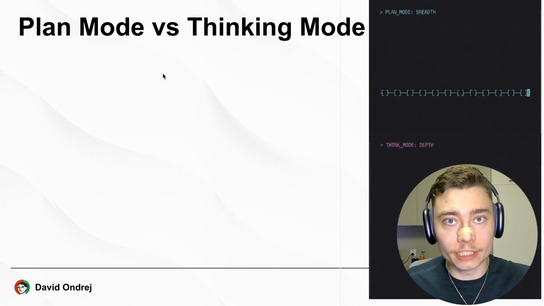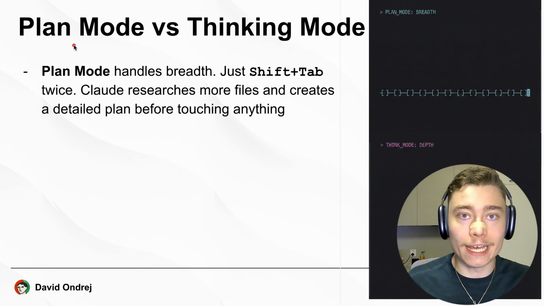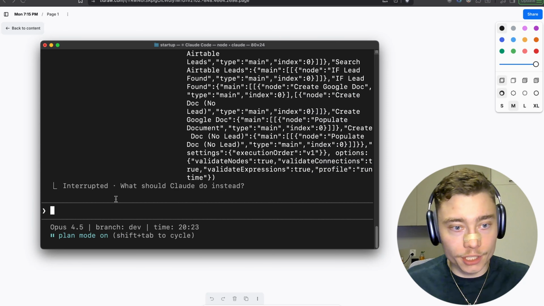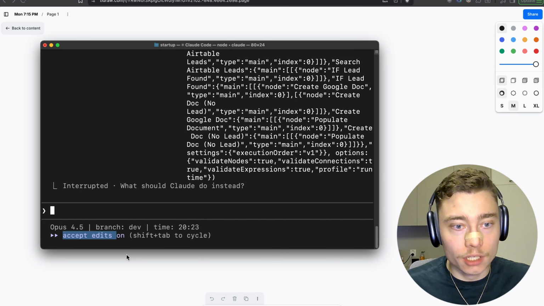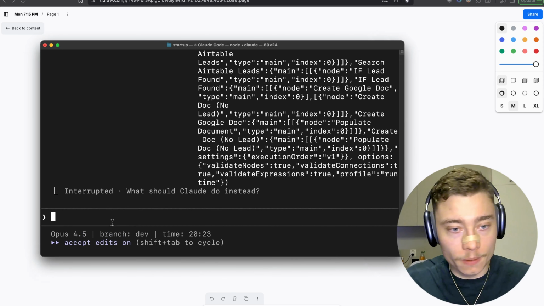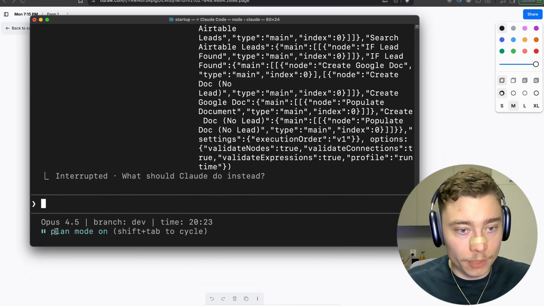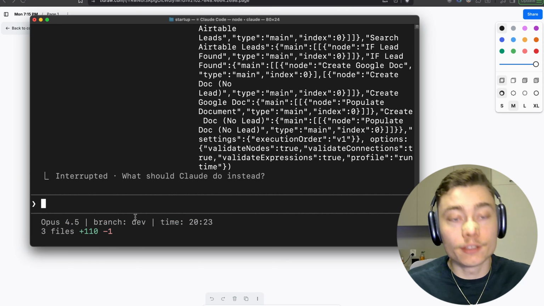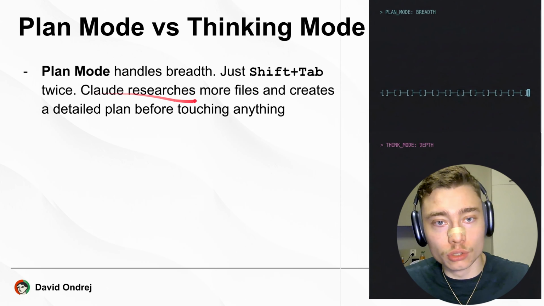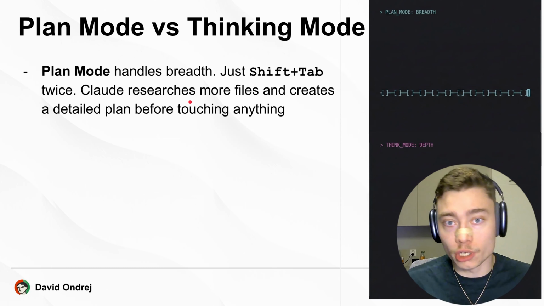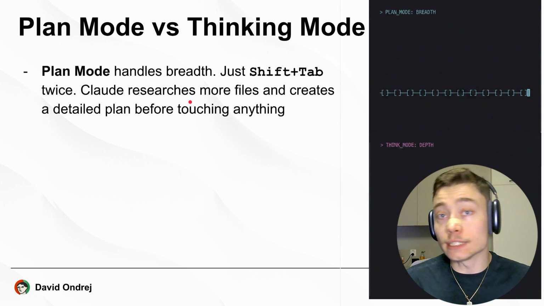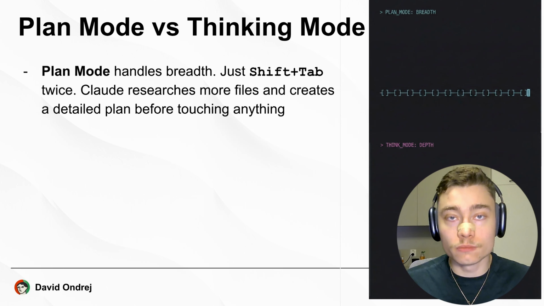Another thing that Anthropic teaches is the difference between the plan mode and the thinking mode. The plan mode handles breadth. With Shift Tab, you can toggle between different modes. So for example, here we can do Shift Tab, and you can see that we're in the auto accept mode, the purple one, or I can do Shift Tab to go into the plan mode, or the default one, right? When you switch to plan mode, Claude Code researches more files, puts more effort into reasoning and planning, and doesn't touch anything. It doesn't do any code changes, it just plans.